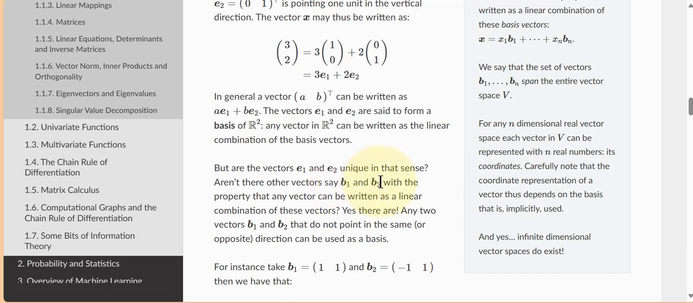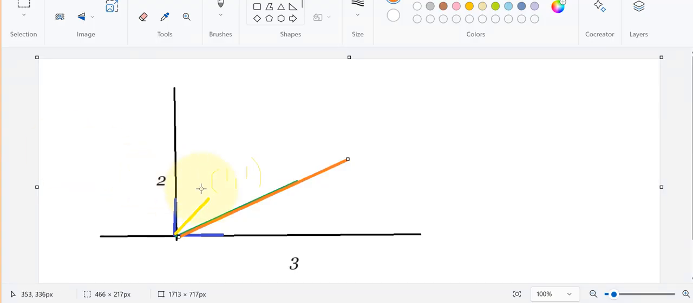In fact, as long as B1 and B2 are not in the same direction, we can do it. If B1 and B2 are in the same direction, it's not going to work. So if we use the green one as B1 and the orange one as B2, we can't get to, whoops, that's wrong, sorry. I didn't mean to use the green one. If we use the blue one and the orange one, they're both in the same direction, I can't get to the green one using a linear combination.